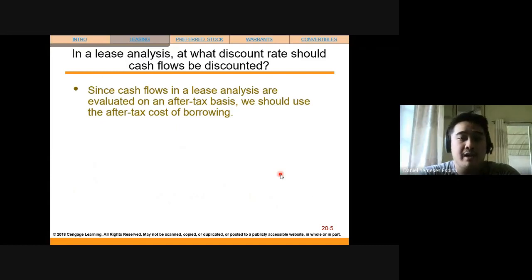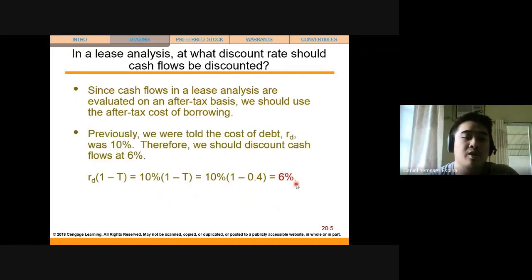So since cash flows in the lease analysis are evaluated on an after-tax basis, we should use the after-tax cost of borrowing. So if the pre-tax cost of borrowing is 10%, what would be the after-tax cost? If you have a tax rate of 40%, therefore 60% is the after-tax cost. So you multiply 10%, and you will have 6% as your after-tax cost of borrowing. So we multiply 10% by the difference of 100% minus the 40% tax rate.